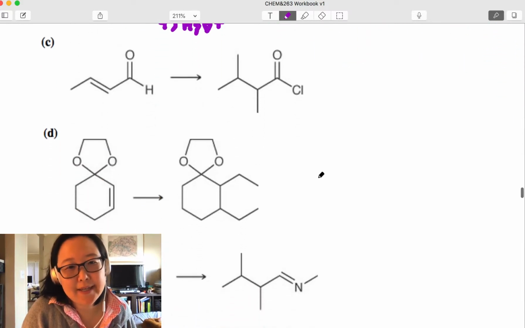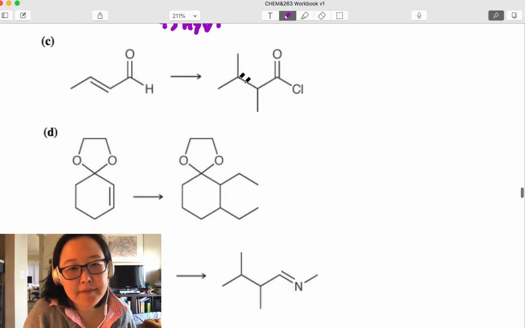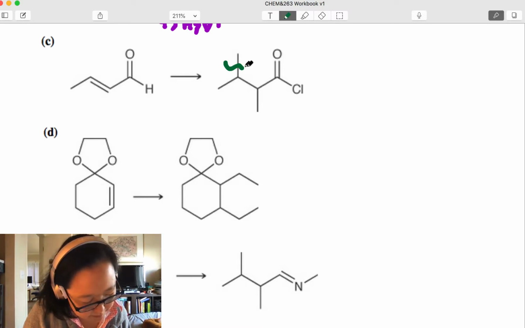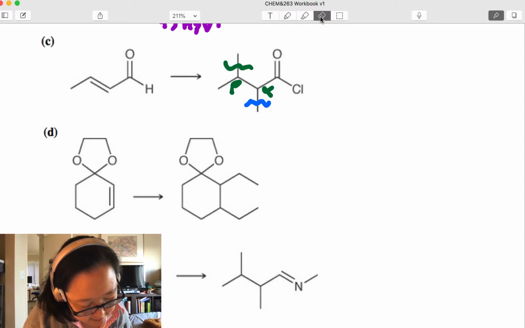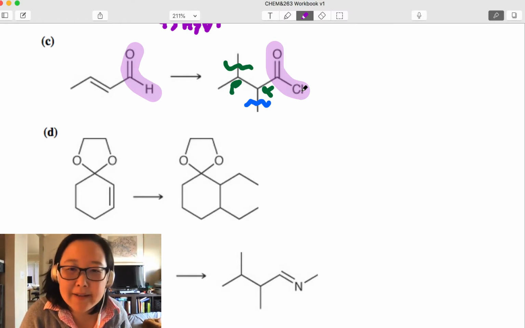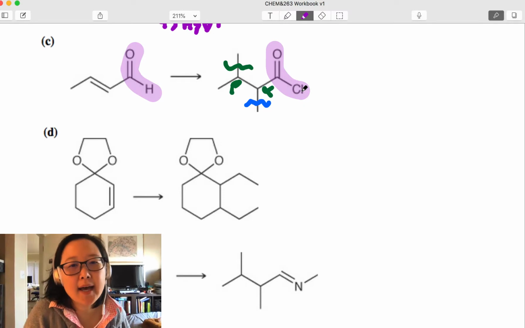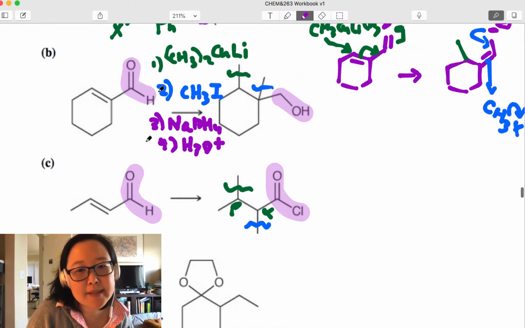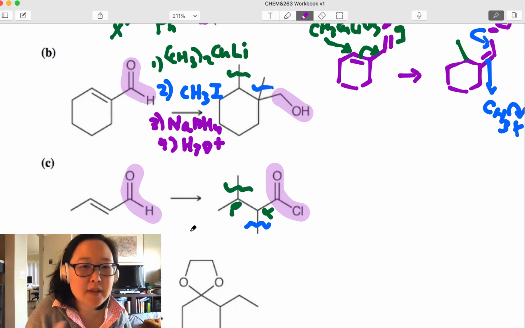Okay, for the next one, I'm looking at a couple of things here. First, I have an R group added on here at the beta position, alpha, beta here. Then I have an alpha position one here, and then I have this aldehyde that has converted to an acyl halide. So, oh wow, that's a lot of stuff, right? So first, I think you know the first two steps. You need this Gilman reagent here, and you need this methyl halide there. Okay, so we're going to definitely do that.